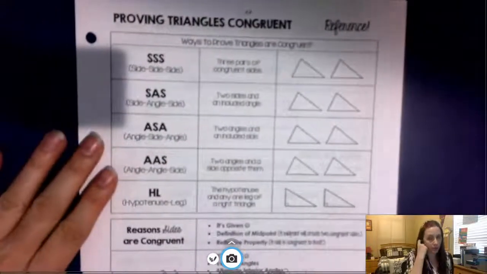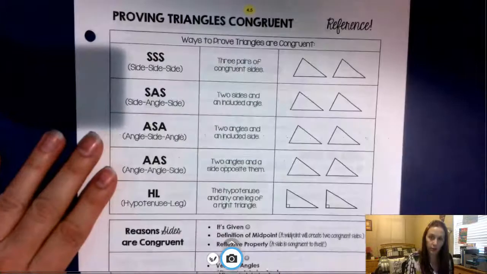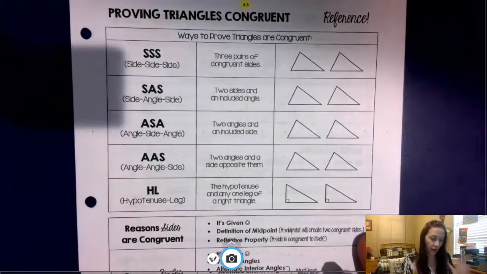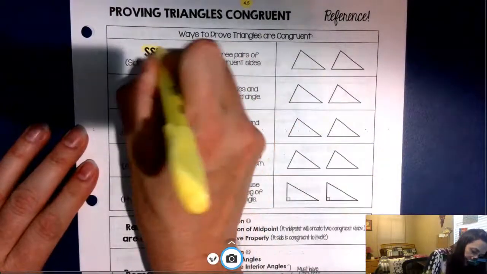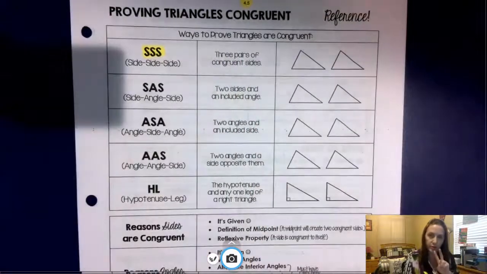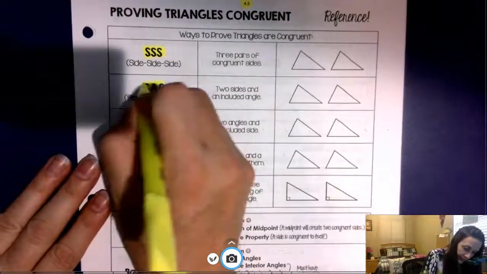Today we're going to have some shortcuts. We have 5 triangle congruence shortcuts. This is 4.5 on page 140 in your note guide. Our 5 triangle shortcuts are first, SSS. The 2 we're going to learn about today are SSS and SAS.